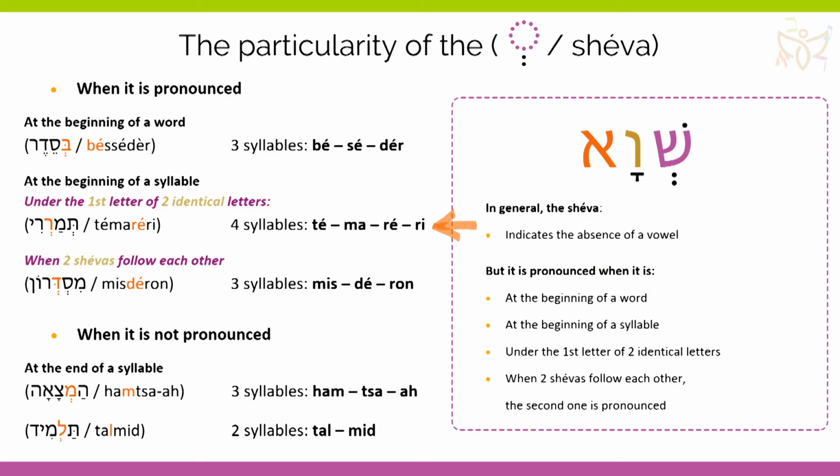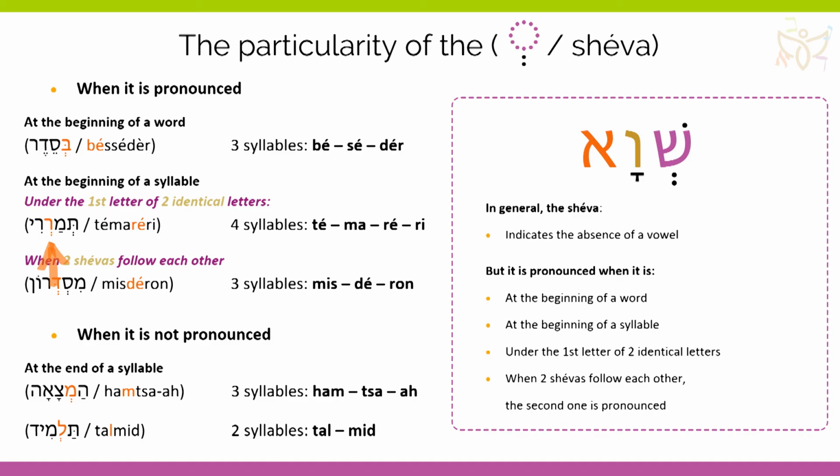For example, with the word besader, the shéva is pronounced because the letter beth is at the beginning of the word. And it's also the case when it starts a syllable. For example, with the conjugated verb, temareri. The word contains 4 syllables, te, ma, re, ri. The shéva is just under the letter resh at the beginning of a syllable, so it is pronounced.